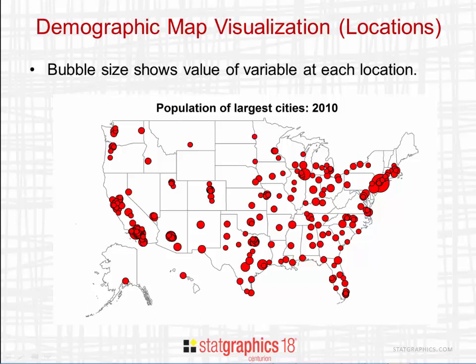For example, this map shows the population of the largest cities in the United States in the year 2010. A slider is available in the procedure that creates the map to interactively change the year at which the population is displayed.